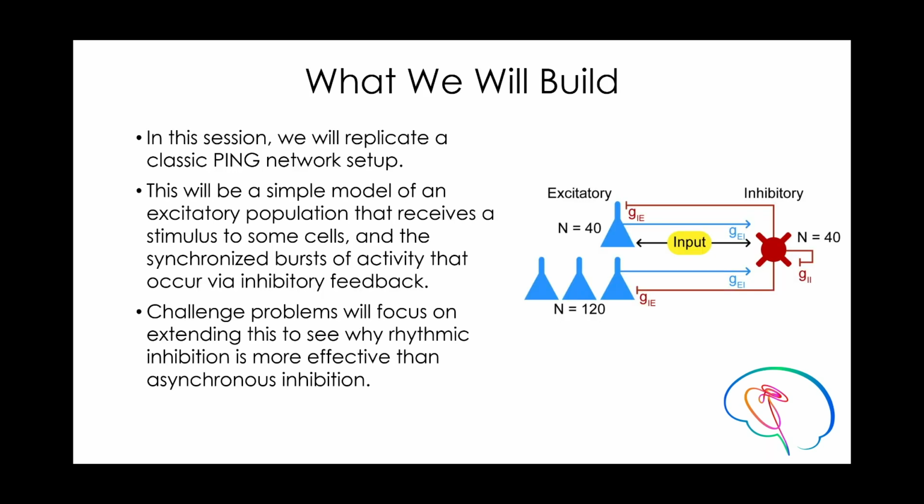So for the second tutorial, we will build this PING model based on the paper from the literature, and this is a schematic for this. You can see two subsets of excitatory neurons and one population of inhibitory neurons with these connections. And the input here is the external input that, to begin with, is constant. But as I was saying, you can change this to some sinusoidal current to add the beta rhythm as well. And the challenge problems will focus on how this rhythmic inhibition is more effective than any type of asynchronous inhibition. And this was my last slide.